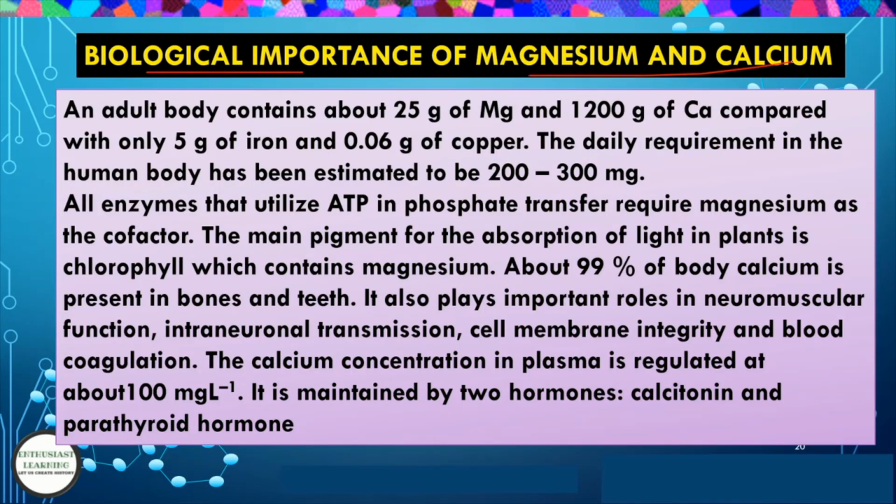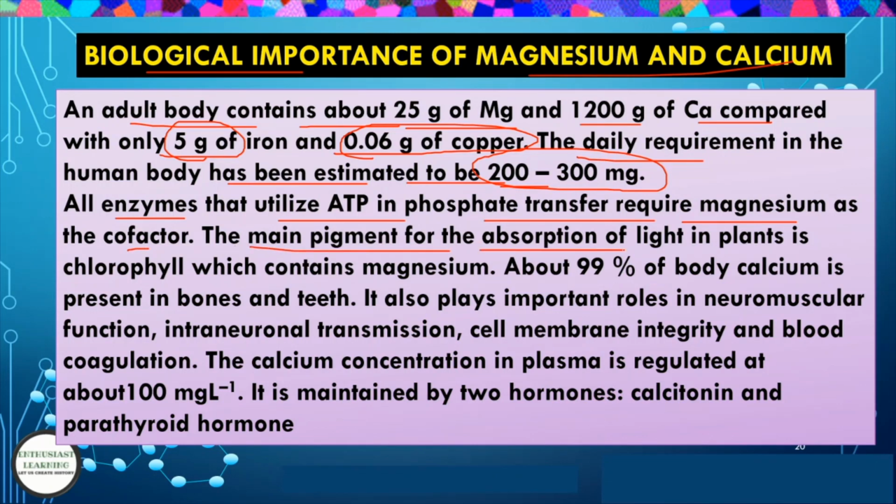Biological importance of magnesium and calcium. An adult body contains about 25 grams of magnesium and 1200 grams of calcium compared with only 5 grams of iron and 0.06 grams of copper. The daily requirement in the human body has been estimated to be 200 to 300 mg. All enzymes that utilize ATP in phosphate transfer require magnesium as the cofactor. The main pigment for the absorption of light in plants is chlorophyll, which contains magnesium.